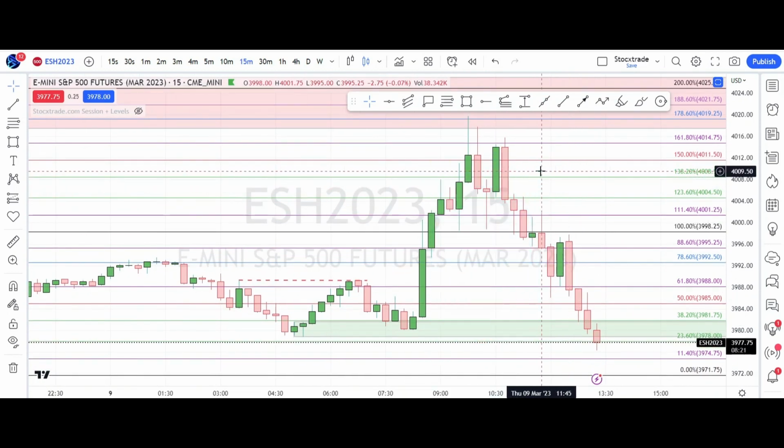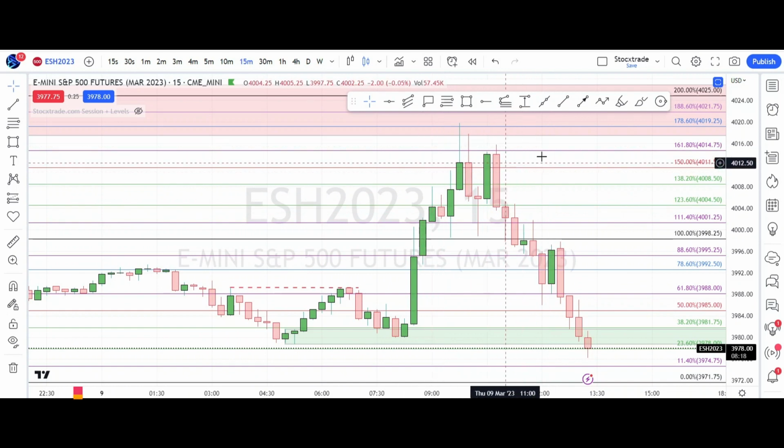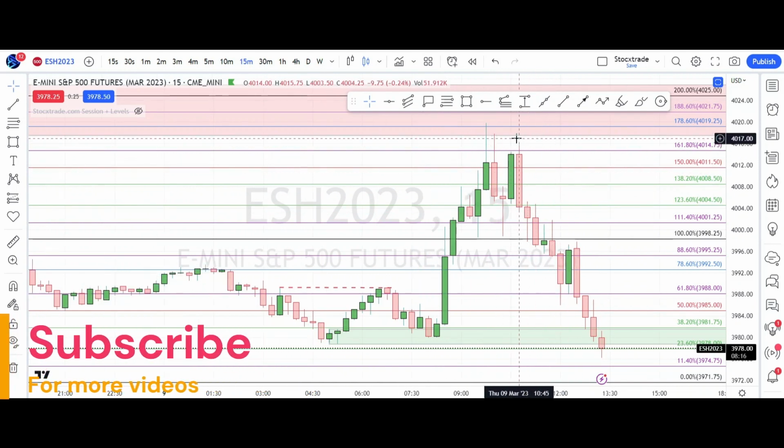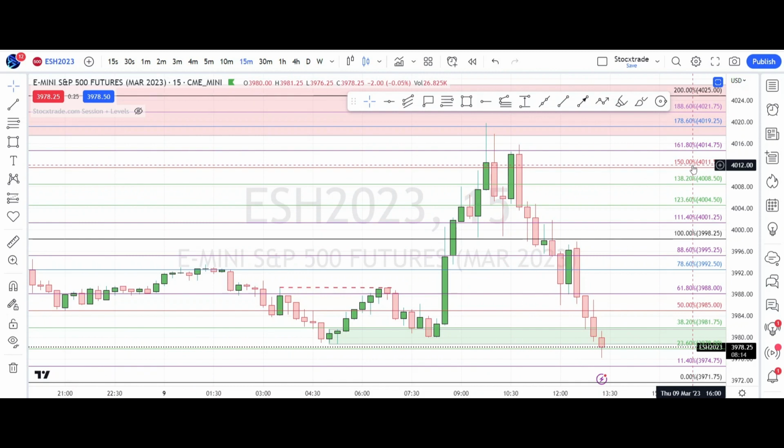But in this case, because I missed the trade, I was looking for the sell from 161.8%, and the price did the same.